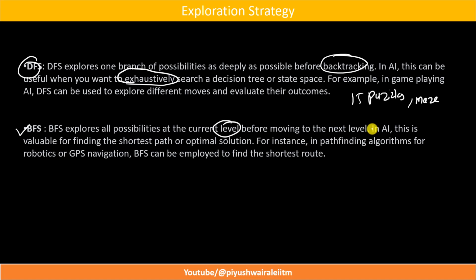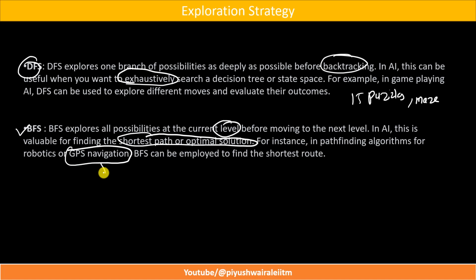In AI, this is valuable for finding the shortest path or optimal solution. In the case of DFS, we may or may not get the solution, and if we get the solution, it may not be optimal. But in the case of BFS, it will give us the optimal solution. For instance, in pathfinding algorithms for robotics or GPS navigation, BFS can be employed to find the shortest route.